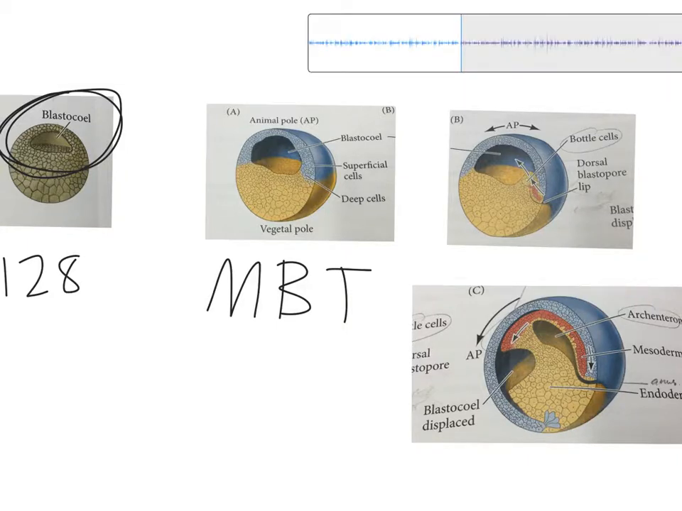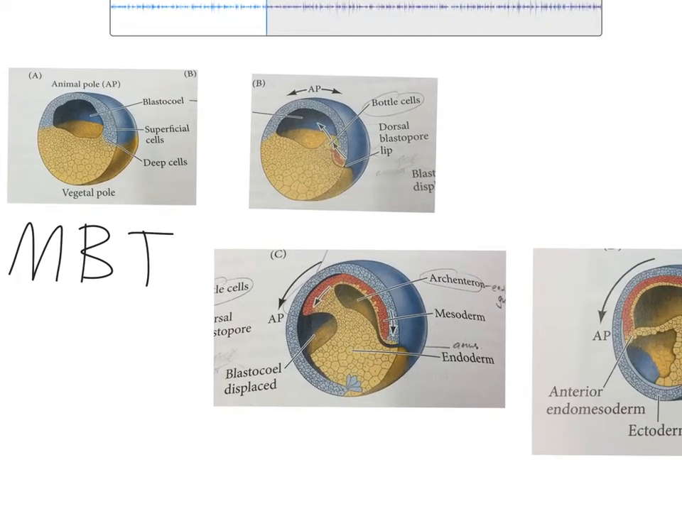Now we get to the really exciting part, gastrulation. Per convention, we have the ectoderm shown in blue, the mesoderm red, and the endoderm yellow. To start off, some surface cells on the dorsal side called bottle cells begin to move into the embryo. This movement creates the dorsal blastopore lip, and a new cavity called the archenteron is formed, displacing the blastocoel.